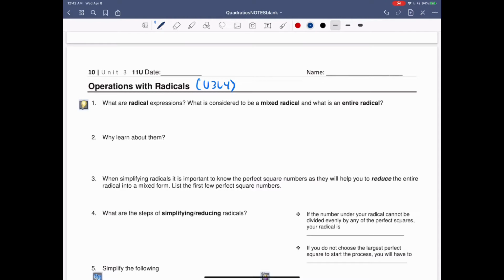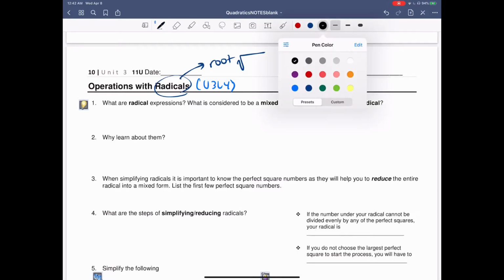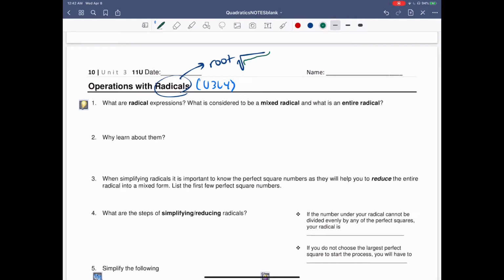So another word for radical is root. You can take the square root, and this part right here is called the radical sign. When there's a 2 there, we call it the square root sign, or we change it to a 3, and that's called a cube root sign. So what are radical expressions? What is considered to be a mixed radical, and what is an entire radical?